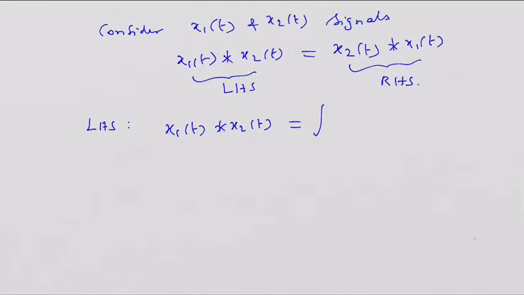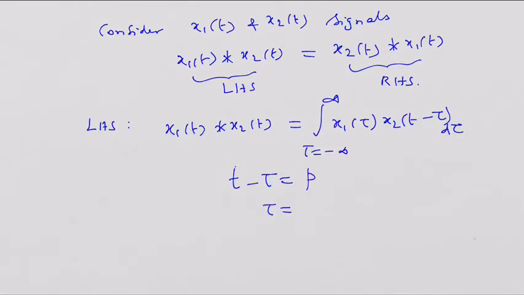According to the formula, tau varies from minus infinity to plus infinity, x1 of tau into x2 of t minus tau d tau, right? Tau is a dummy variable used for convolution operation alone. So let me introduce another dummy variable, t minus tau is equal to p. If so, tau can be represented as t minus p, so d tau can be represented as minus dp. It's a function of tau, isn't it?